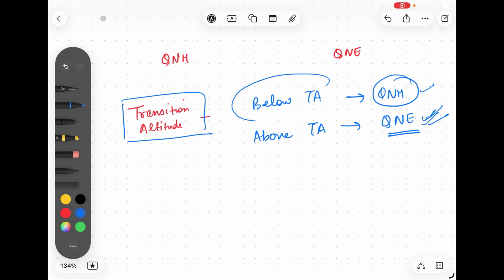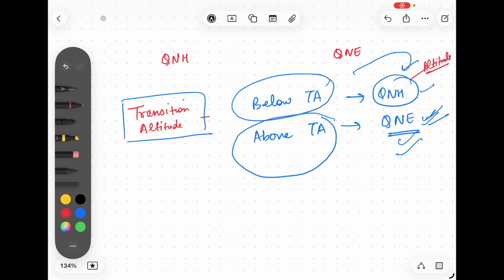So below transition altitude we use QNH of that city. All the aircrafts in that city would be using QNH, and as soon as you cross that altitude you come to QNE. And what does QNH read? QNH reads your altitude. So when we talk to ATC we mention altitude when we are on QNH setting, and when we are on QNE setting we talk about flight level. Alright, so here the topic ends and I hope you enjoyed the class.